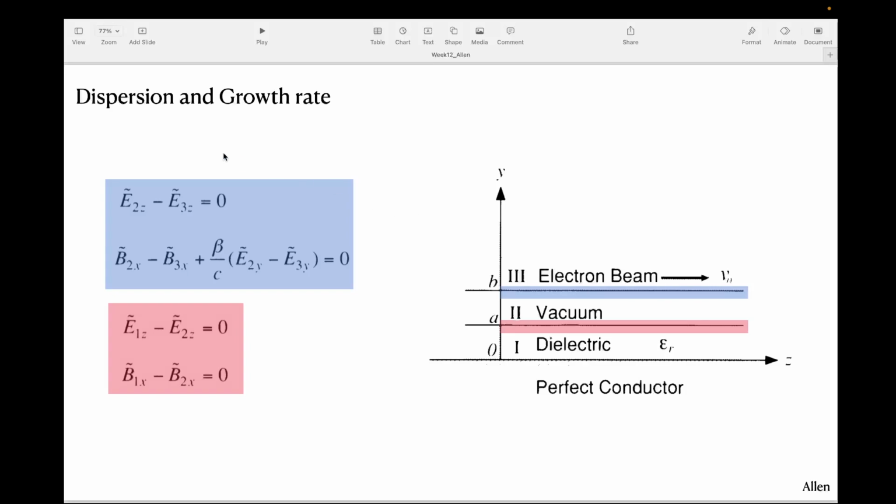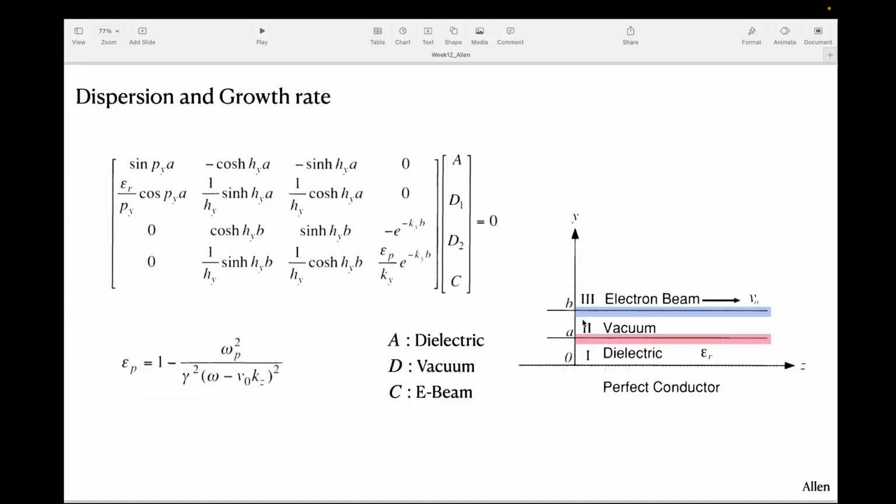The first section is about the dispersion growth rate. Here, taking the boundary condition as we discussed before into consideration, insert into this picture where the blue region corresponds to the vacuum between the intersection between the vacuum and electron beam, and the red one is the dielectric with the vacuum.